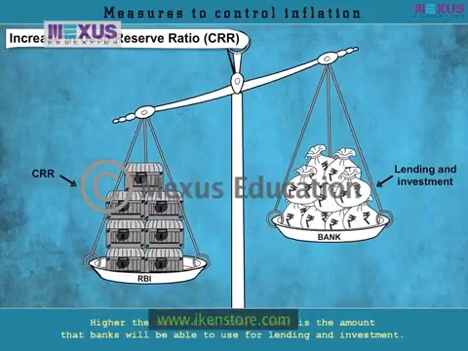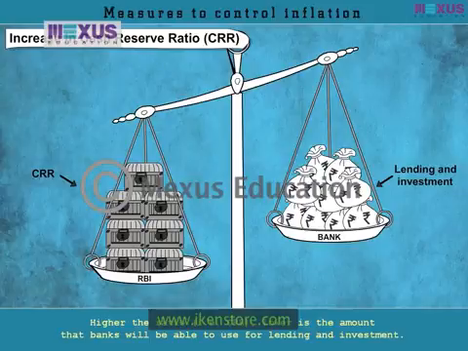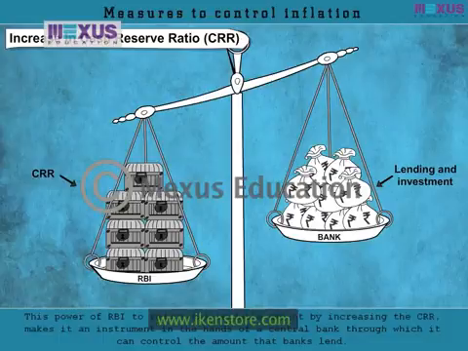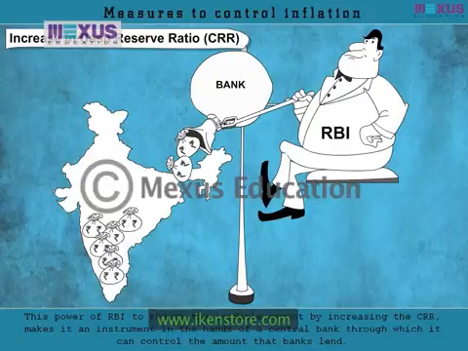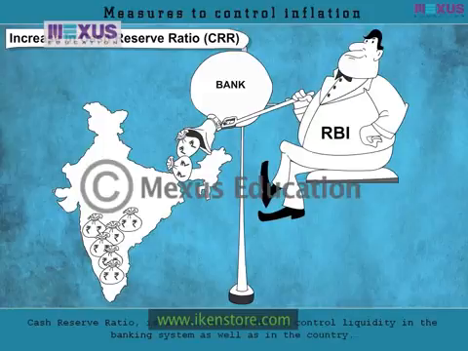Thus, higher the ratio, that is CRR, lower is the amount that banks will be able to use for lending and investment. This power of RBI to reduce the lendable amount by increasing the CRR makes it an instrument in the hands of a central bank through which it can control the amount that banks lend. Thus, it is a tool used by RBI to control liquidity in the banking system as well as in the country.